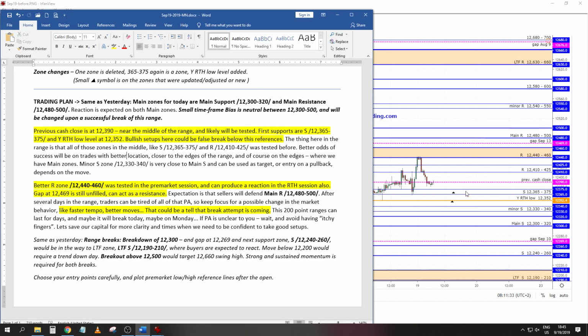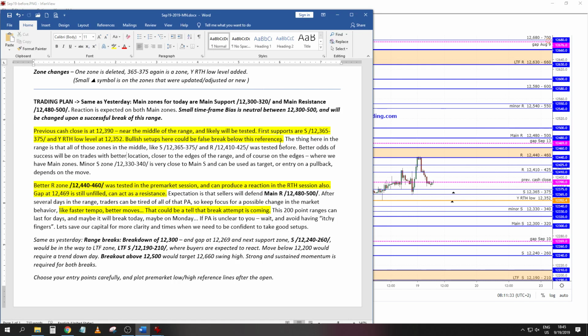Previous cash close 390 likely to be tested. First supports this zone and RTH low level from yesterday on 352. Bullish setups here could be false breaks below these references, and that is exactly what we got right from the open. Now note that a morning plan like this can prepare you in advance, and some setups can be predicted and prepared in advance, but you need to be really good in reading the market in real time.